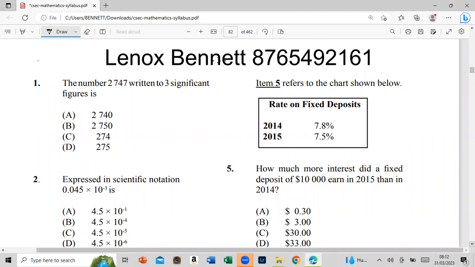Alright, so it says the number 2747 written to three significant figures is. So first, we go right to the 7, which is the fourth number. It's greater than 5, so we're going to add 1 to this, make 5. So it will be 2, 7, 5. But remember, this is 2000. This is only 2000, so we just put a 0 to hold the space. So this corrected to three significant figures will be 2750.